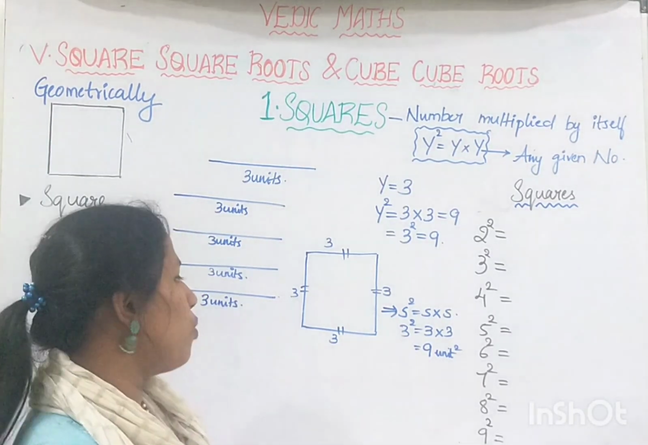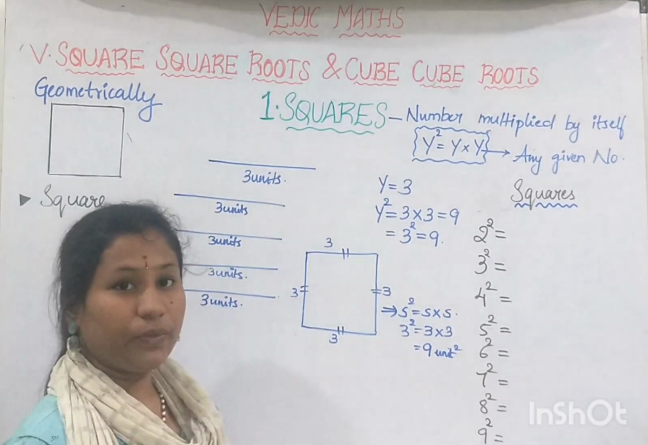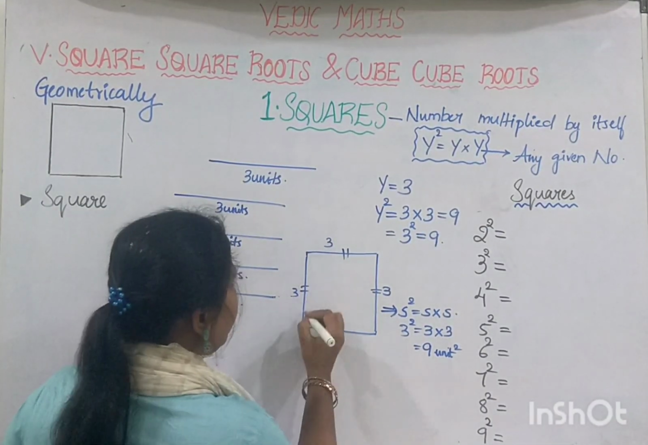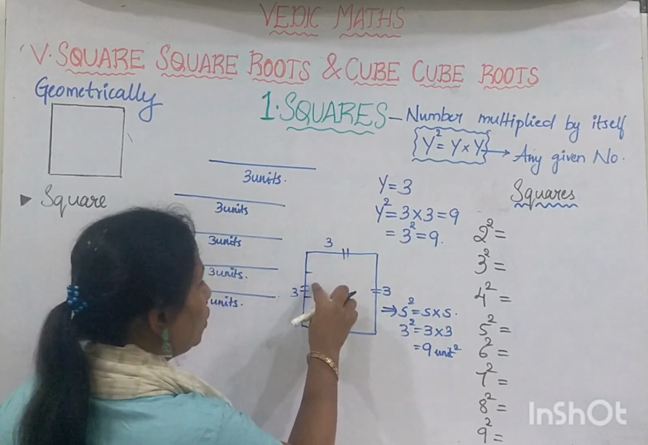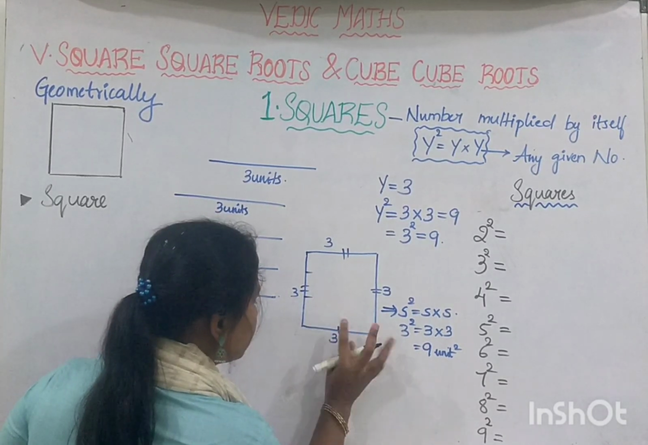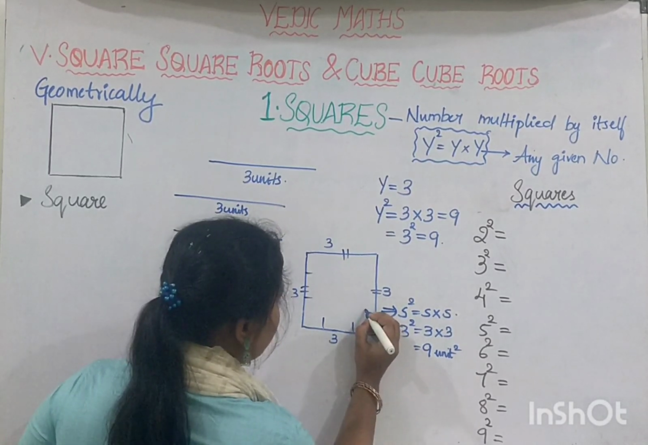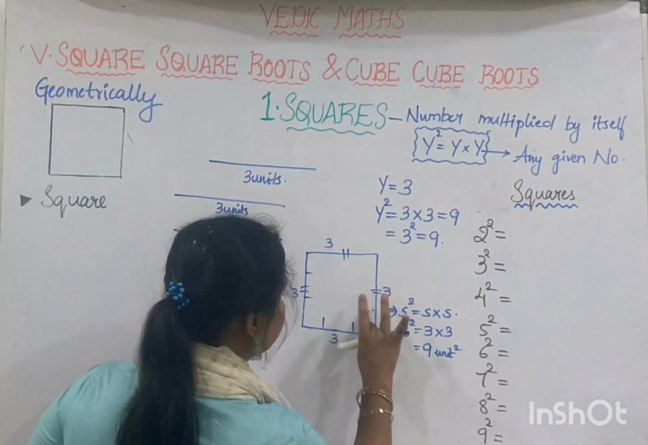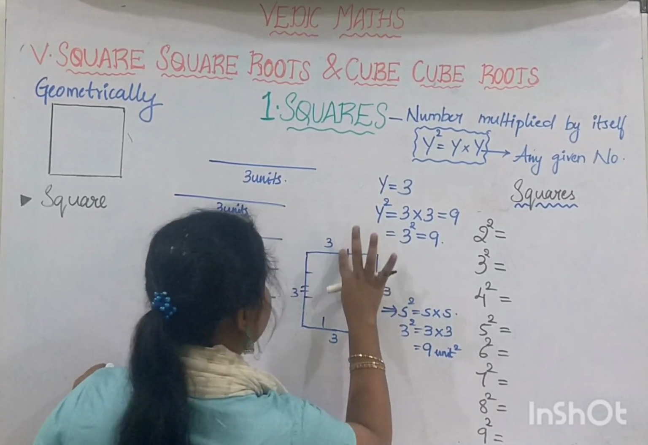Now how can we know that this is 9 units square? Here 3 units means this is 1, 2, 3, and this is 1, 2 units, and this is 1 unit, and 2 units and 3 units.